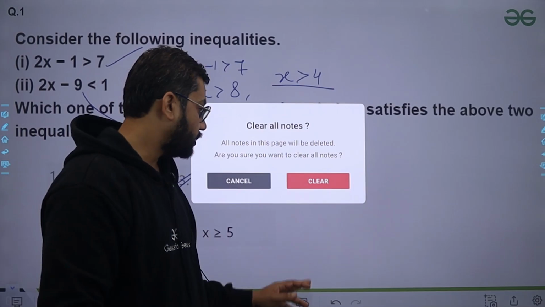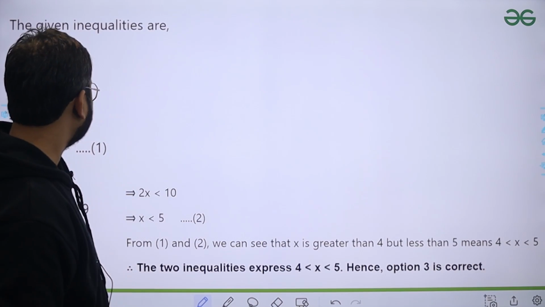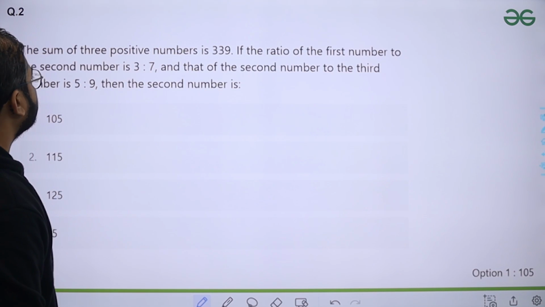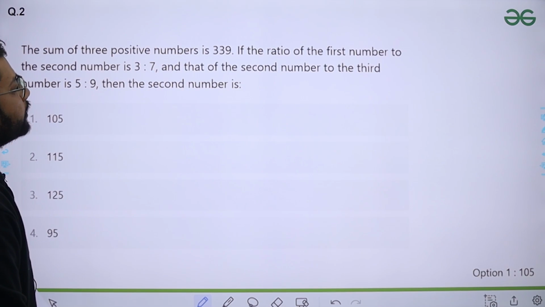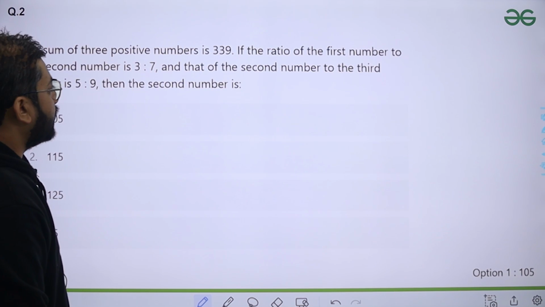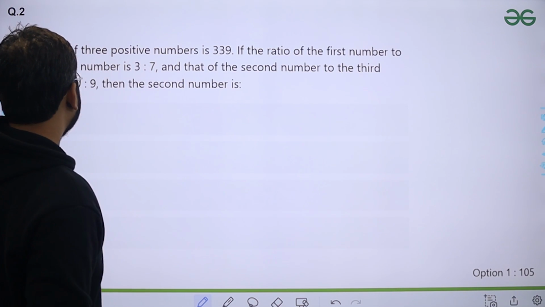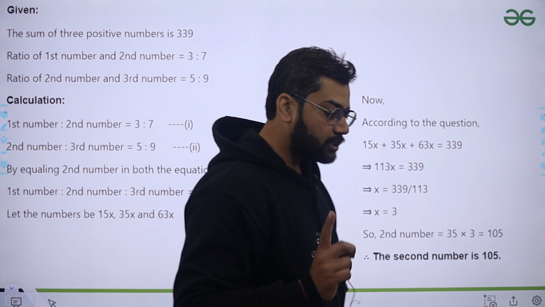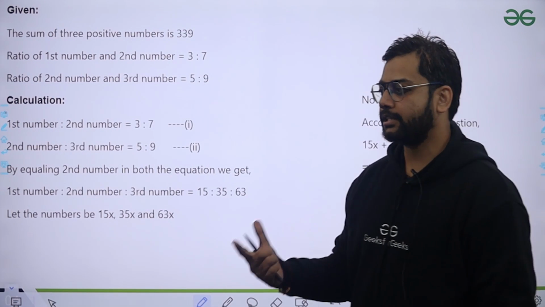Okay. Next, this is the detailed solution. If you want, you can see this. The sum of three positive numbers is 339. If the ratio of the first number to the second number is 3:7 and that of the second number to the third number is 5:9, then the second number is equal to what? Whenever a ratio question comes in the examination, always start with x.